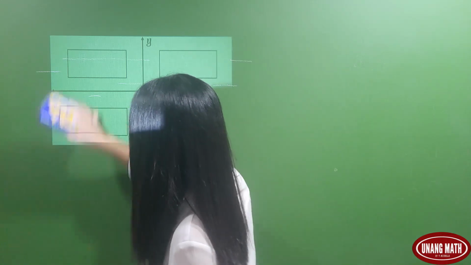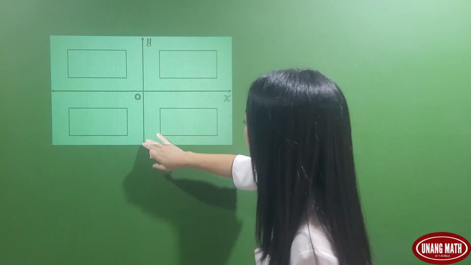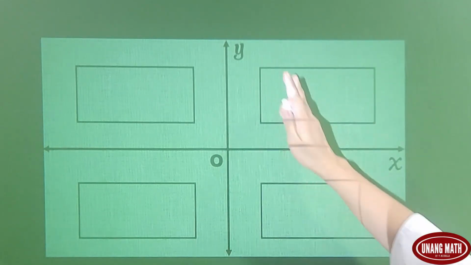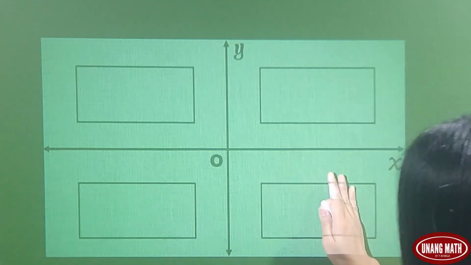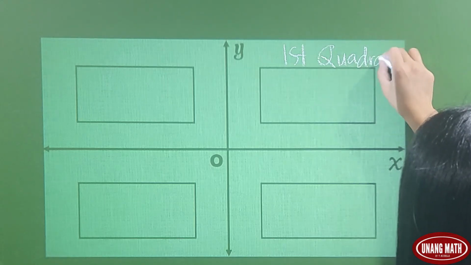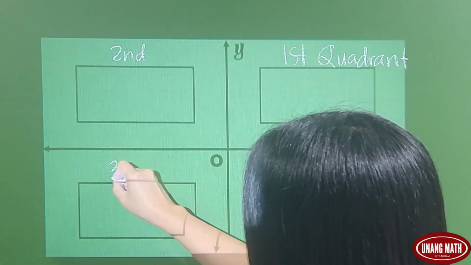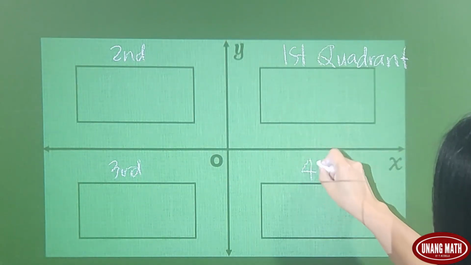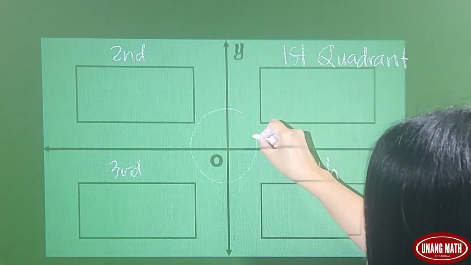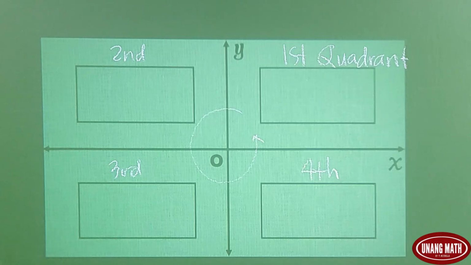Okay, we have here a coordinate plane. This is our x-axis and this is our y-axis. The x-axis and the y-axis divided this coordinate plane into four regions. This region is our first quadrant. Okay, this is the second quadrant. This is the third quadrant. And this is the fourth quadrant. So it's like we are going to follow a counterclockwise movement in naming the four quadrants in the coordinate plane.